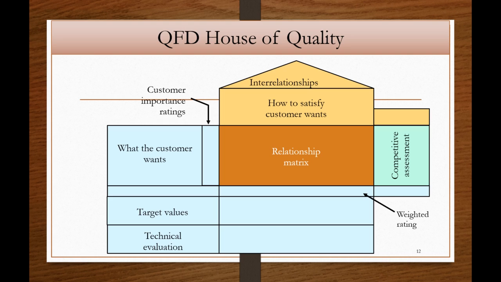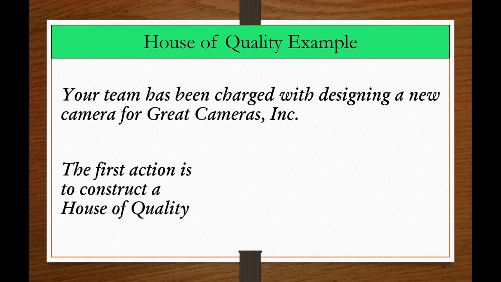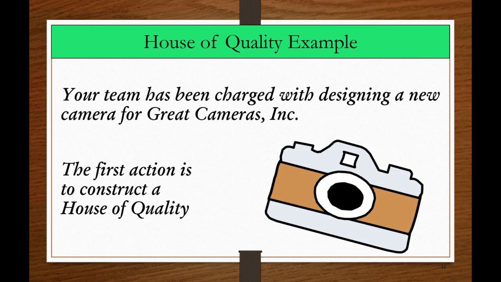See here, an example for a house of quality. Your team has been charged with designing a new camera for Great Cameras Inc. The first action is to construct a house of quality. So according to that, let us consider the priorities, let us consider the requirements.